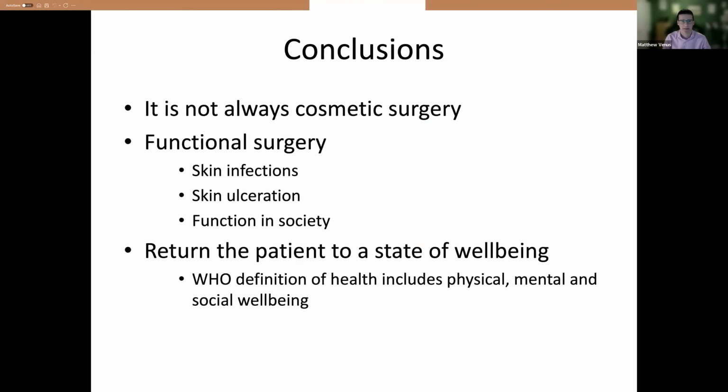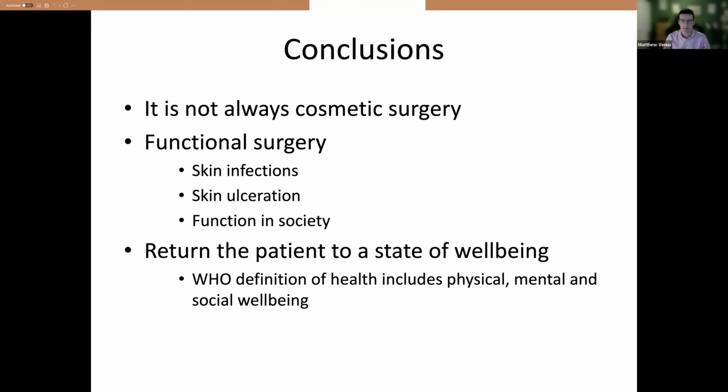So I realised I rattled through that rather more quickly than I thought I would. Cosmetic surgery is very functional surgery. Patients often present with infections and ulcerations within the folds of the excess skin that they have, and they find it difficult to function in society. They don't like to go to the swimming pool with their children or grandchildren. Even simple things can be a real problem.